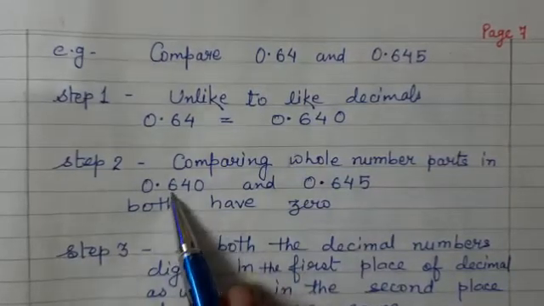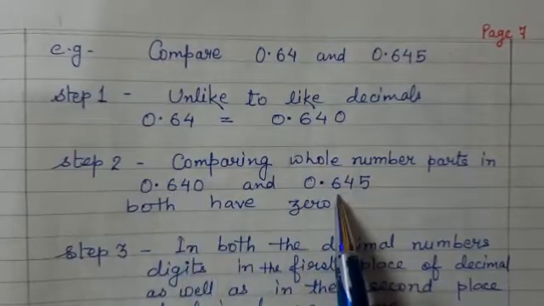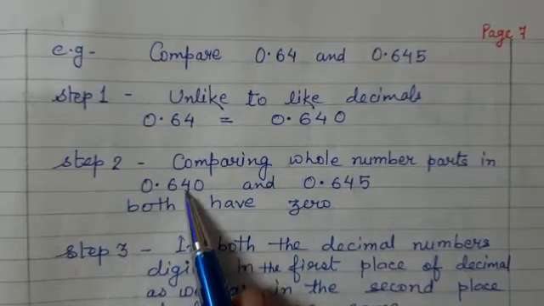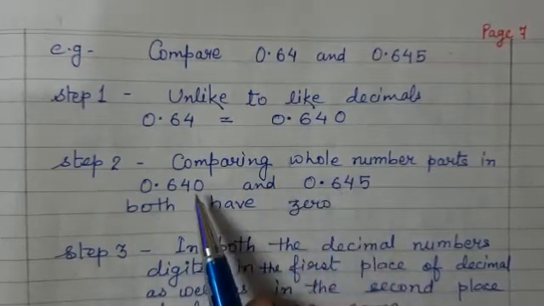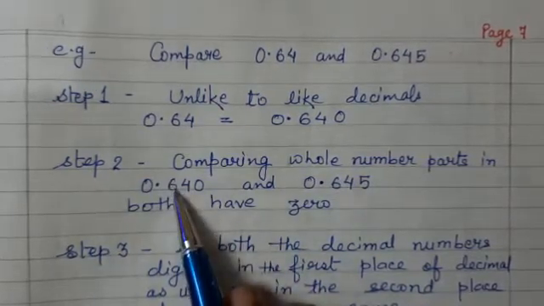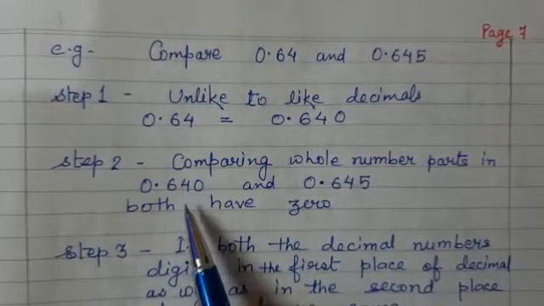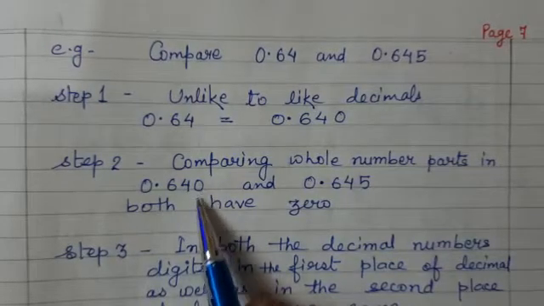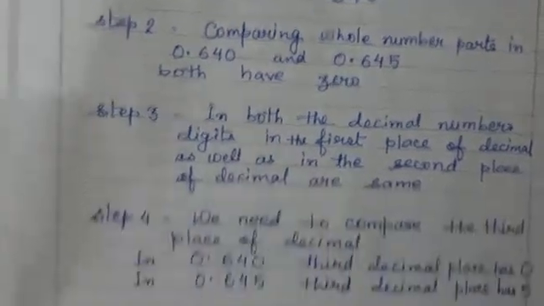But here the digit in the first decimal place in both the numbers is 6. And the digit in the second decimal place in both the numbers is 4. Therefore, we cannot decide by the first decimal place and the second decimal place. Now, the deciding factor is in the third decimal place. Look at the third decimal place.